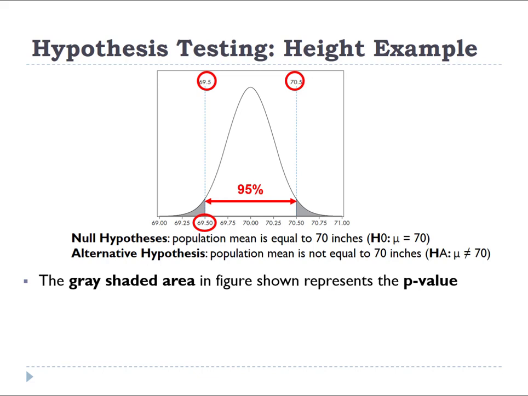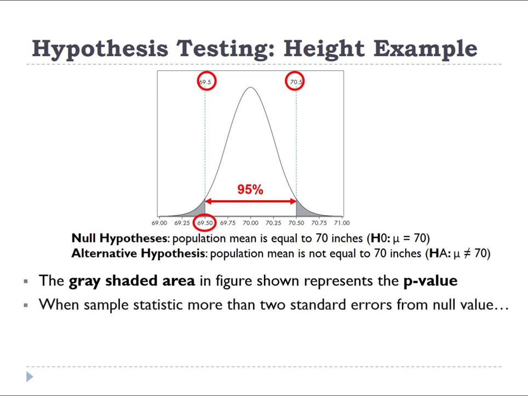A sample mean height of 70.5 inches or greater would be just as much statistical evidence in favor of the alternative hypothesis as a sample mean height of 69.5 inches or less. We need to take both possibilities or probabilities into account when making statistical decisions using hypothesis testing. A sample statistic will deviate from the null value for the population parameter by more than two standard errors only 5% of the time. In other words, when our sample statistic is more than two standard errors away from the null value, the p-value will be less than 0.05.